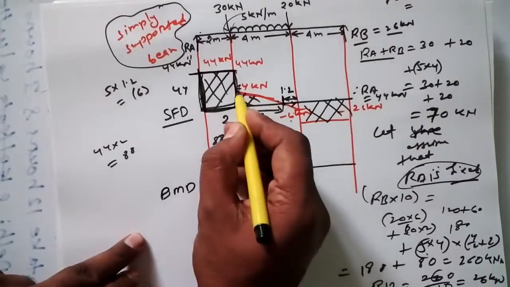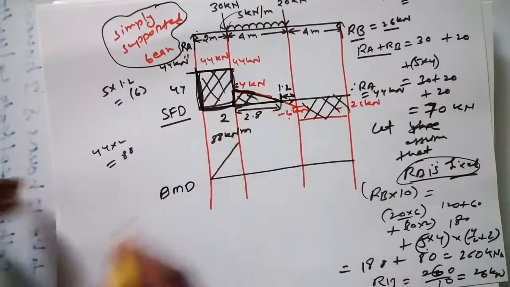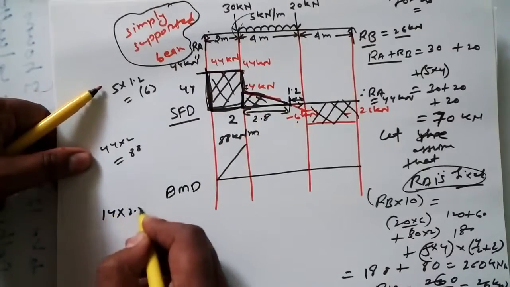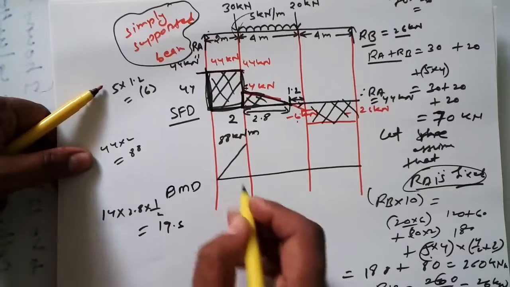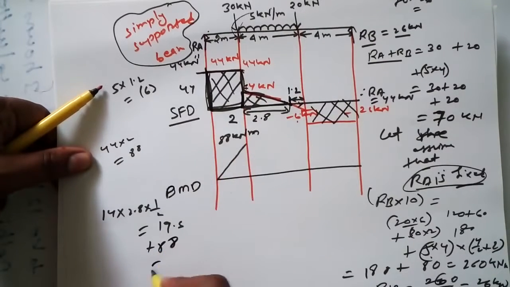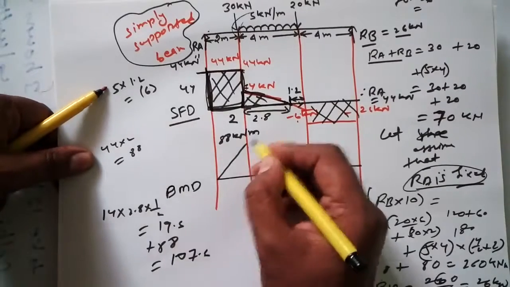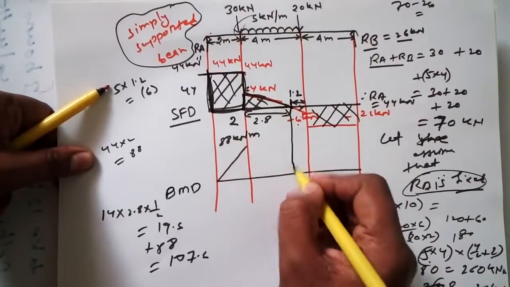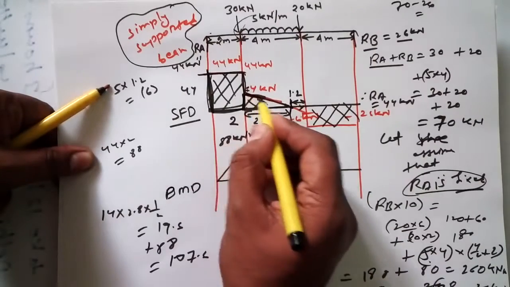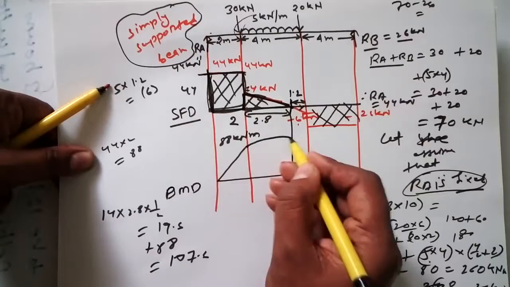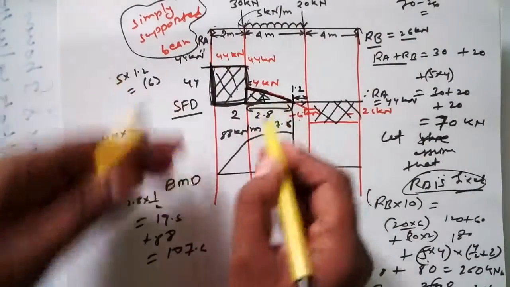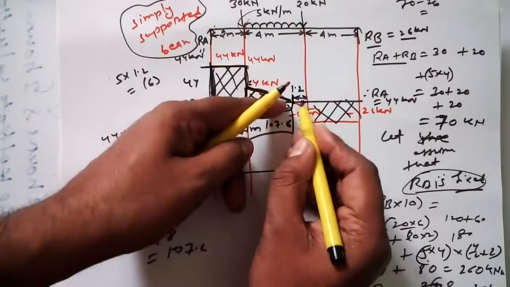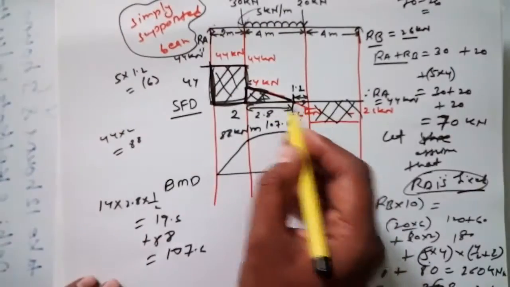Now another thing, we need to find the area of this triangle, that is 14 into 2 into 1.2. This value is 19.6. So 19.6 plus 88 is equal to 107.6. Let me draw a line here. This is inclined, that's why it will become parabolic. So this is 107.6. Now this is positive, that's why I have added it. This is negative, that's why I have to subtract it.